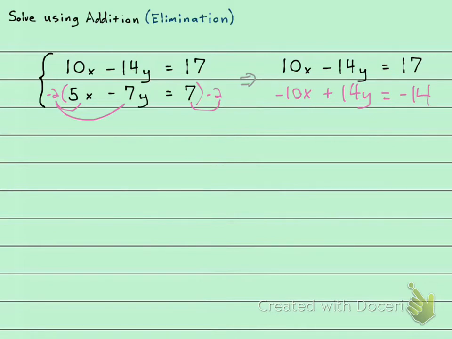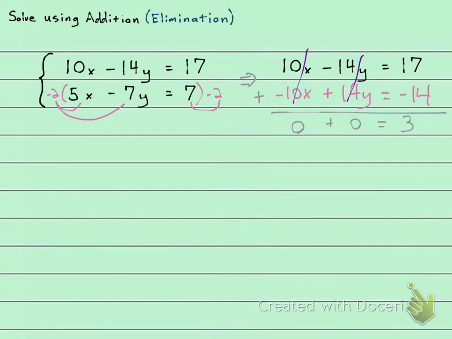And now you see that when I add these together using the addition method, my x's will cancel out. 10x minus 10x is going to be 0. Negative 14y plus 14y also cancels out to give me a 0. And then 17 plus negative 14 is 3. Okay, this is one of those cases where all of my variables cancel out.